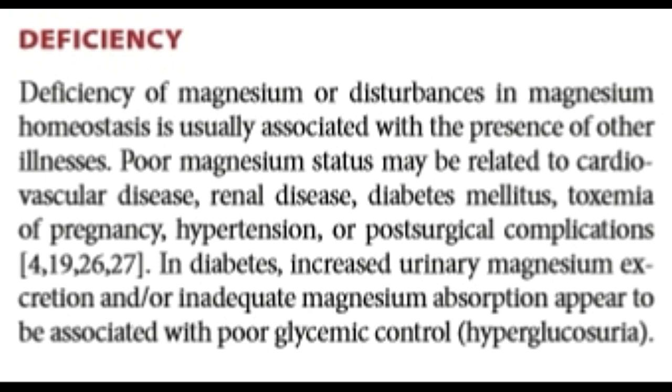magnesium. Sometimes in diabetes, you see increased urinary magnesium excretion, or sometimes inadequate magnesium absorption appears in the kidney cells with poor glycemic control. That condition is called hyperglucosuria, that is a high content of glucose seen in the urine.